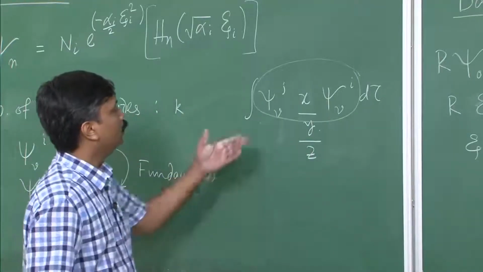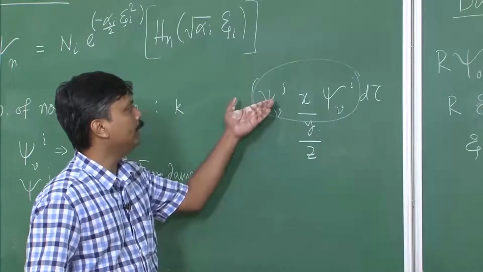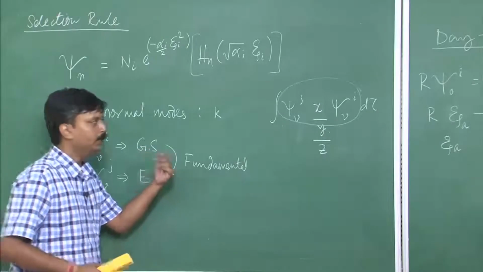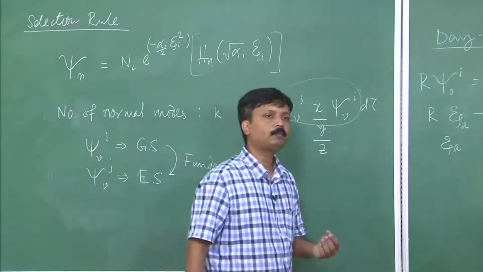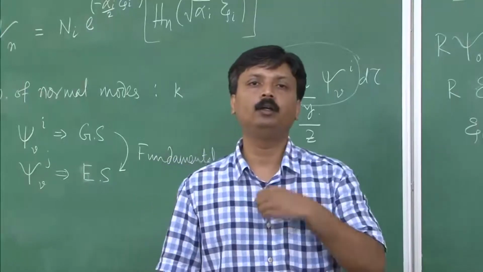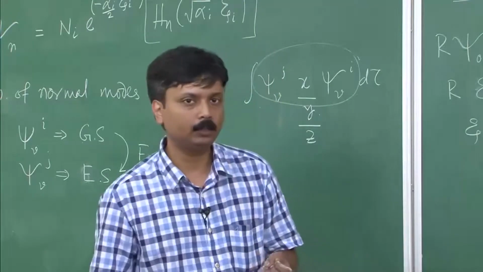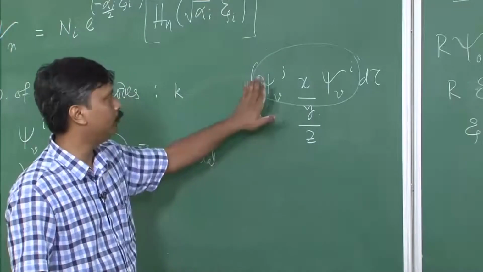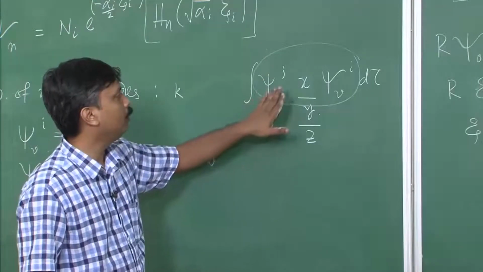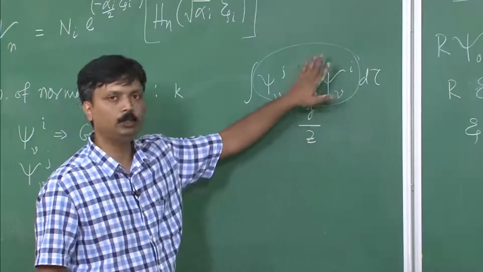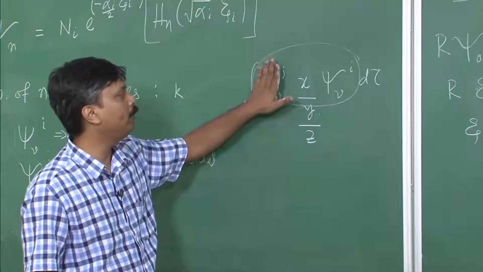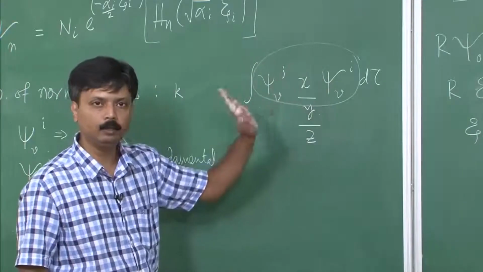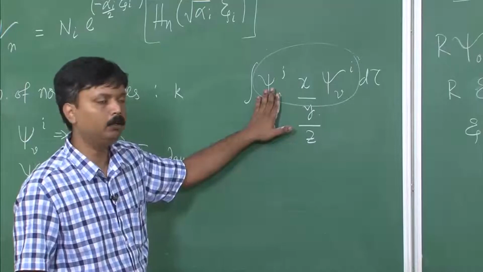Now I have just seen that this psi I, which I took as my ground state, forms the basis for the totally symmetric irreducible representation. That is true for any ground state vibrational level. Now we are left with these two, because I do not have to worry about this one. Whatever the symmetry of this is will be the symmetry of this integral, because this belongs to the totally symmetric irreducible representation.